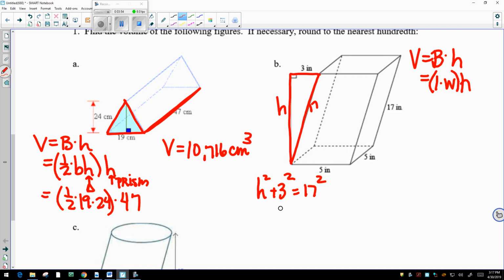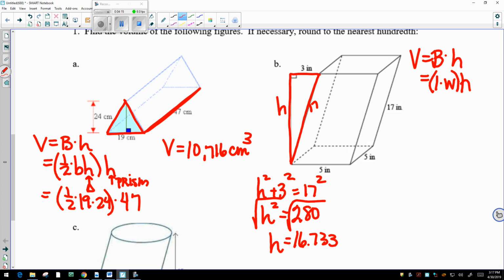3 squared is 9. We're going to subtract that 9 from 17 squared, and we're going to have our height squared is 280. Then if I want to find the height, we have to square root it, and our height is going to be somewhere around 16.733. Now notice it says round to the nearest hundredth, so I don't want to round until the very, very end of our problem.